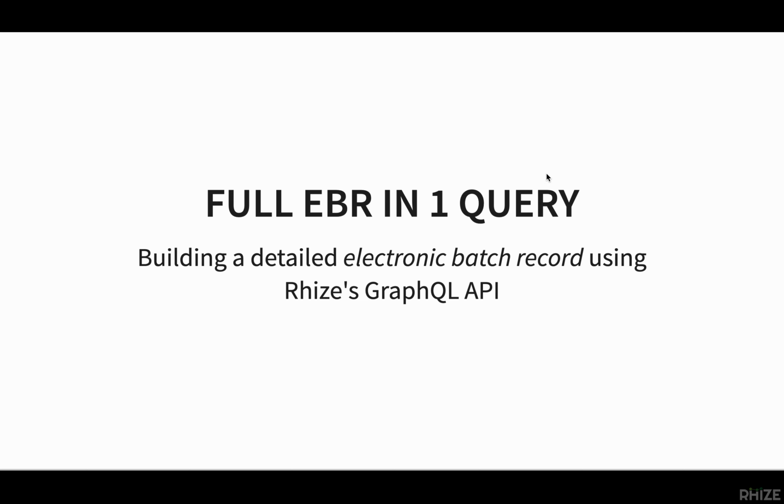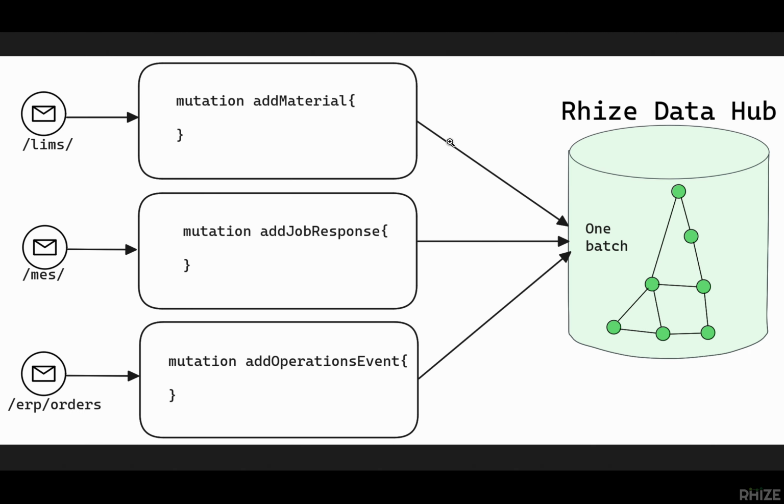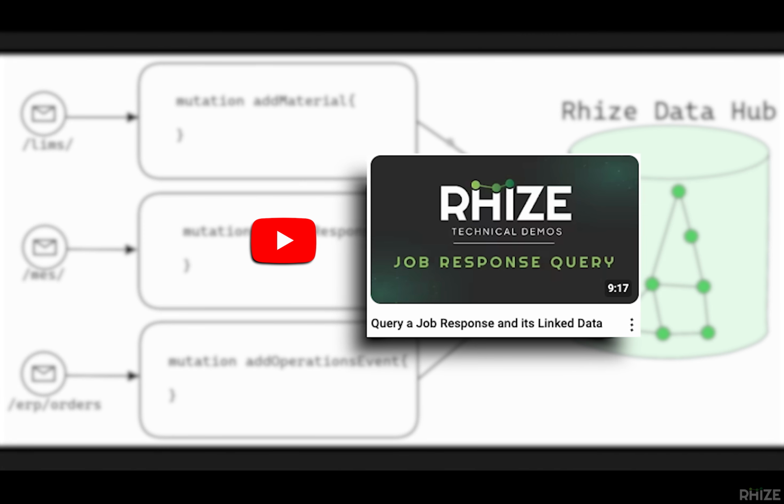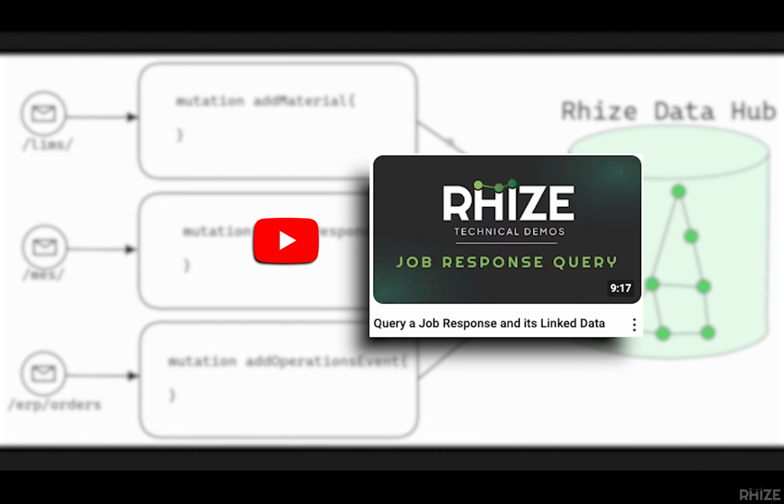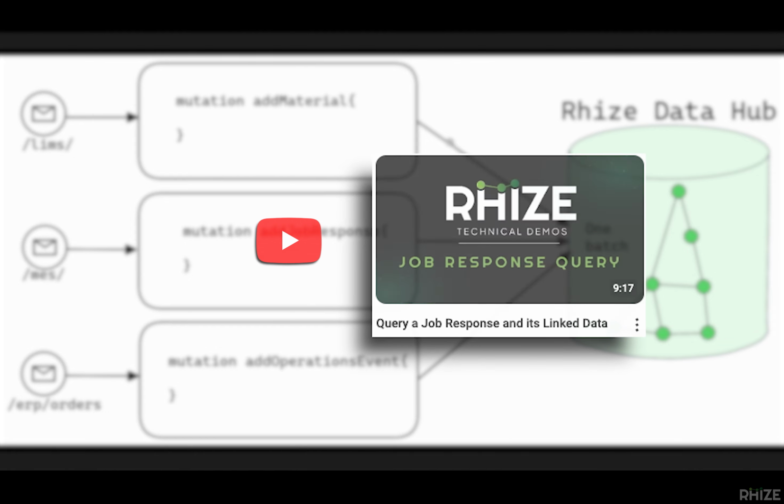In this video, I'm going to show you how to build a detailed electronic batch record using Rhize's GraphQL API. So a batch record is some detailed information about the performance of a particular job. In ISA-95 terms, this is called the job response. The way we get the data from the eBR is going to vary quite a bit depending on your operation.